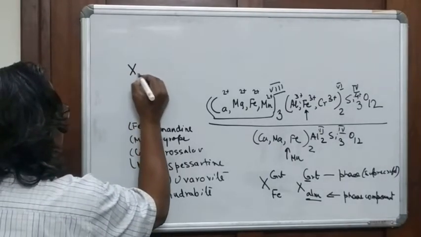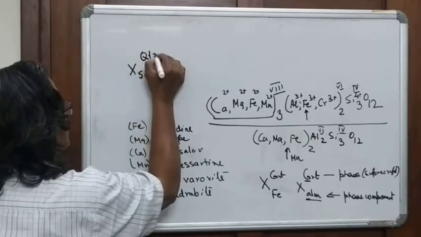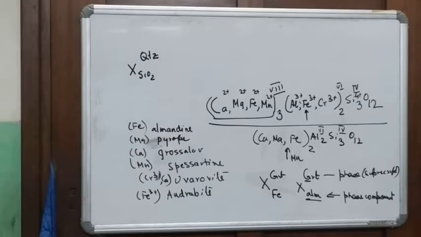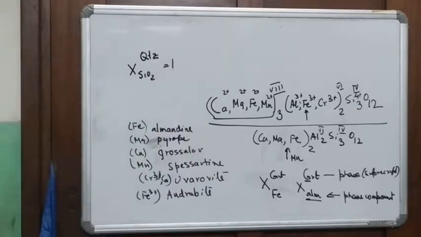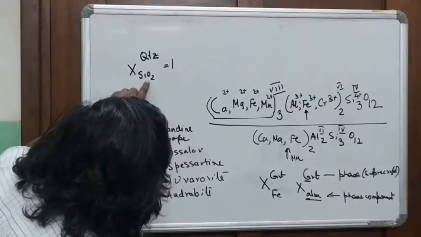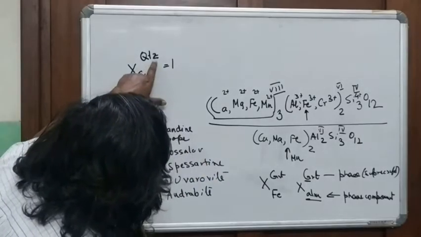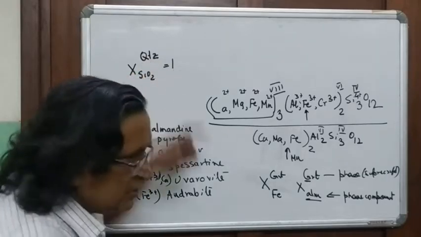So what do you write for a pure phase? X SiO2 in quartz. That's it. This is equal to 1. Why? Because there is nothing except quartz. So here I write SiO2, with the phase as a capital superscript, is equal to 1.